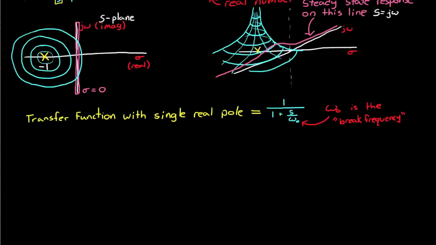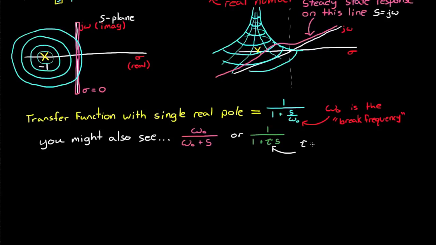Now, depending on the industry that you're in or the textbook that you're using, they might not actually represent a single real pole in this form. You might also see the same exact transfer function written as omega naught over omega naught plus s, or 1 over 1 plus tau s, where tau is the time constant, which is 1 over omega naught. Now, all three of these representations are equivalent, but I'm going to be referring to this blue representation for the rest of this video.